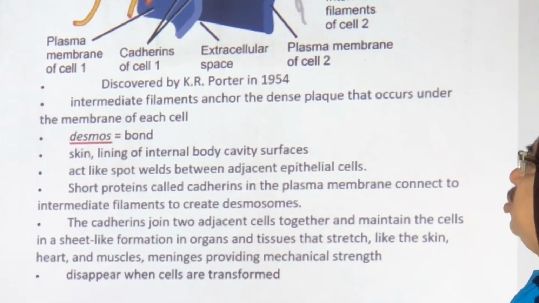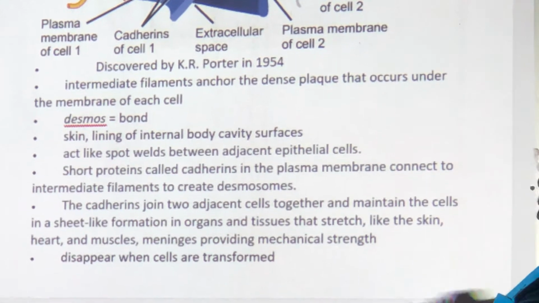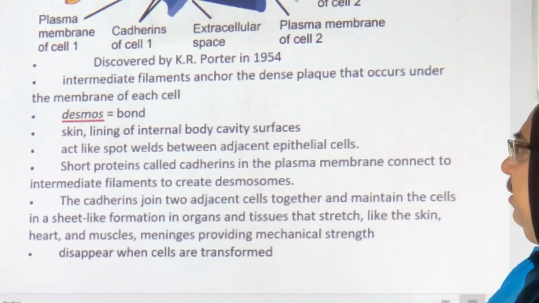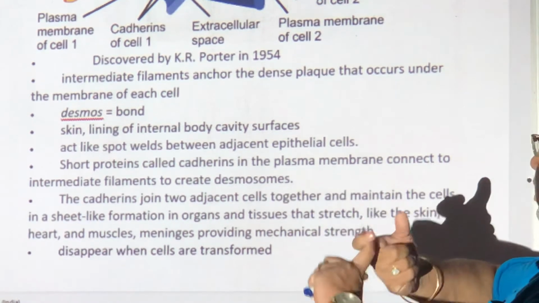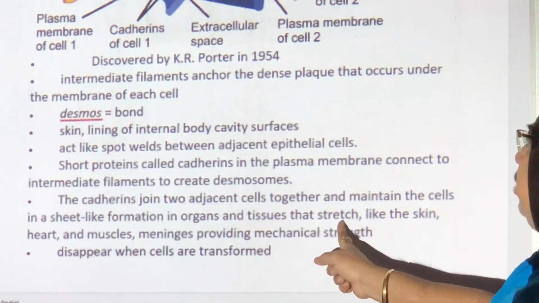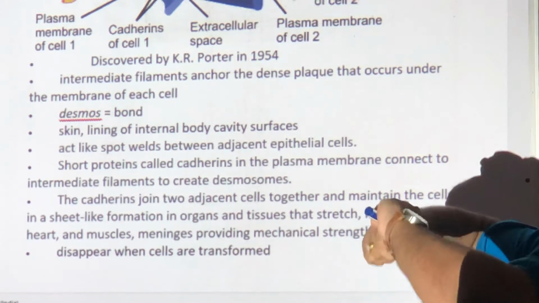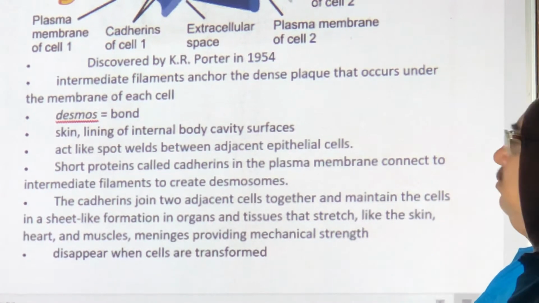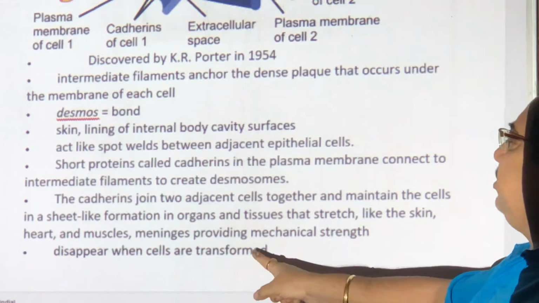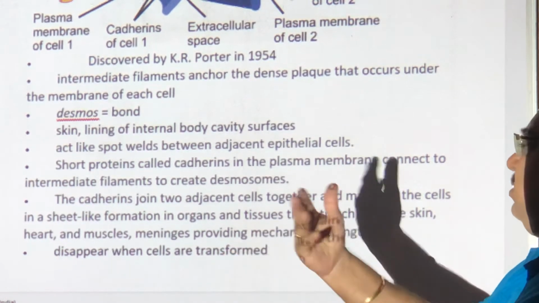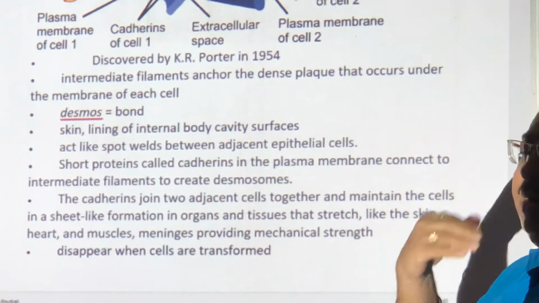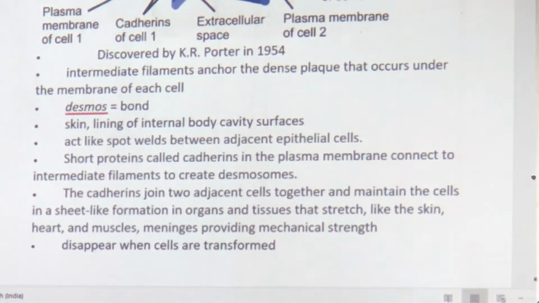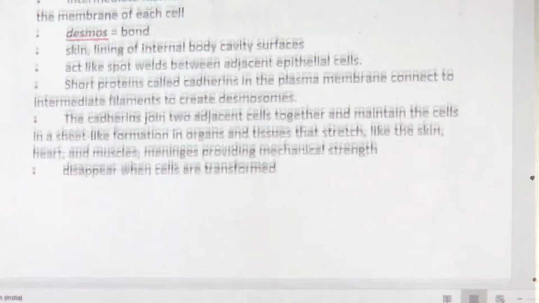Where is it found? Skin, lining of cavity, because it needs a lot of flexibility. Cadherins are present. These cadherins join 2 cells together like Velcro. Okay, and they can stretch. You can always pull Velcro. It will slightly open, it will not leave. It becomes tighter and tighter. When cells are transformed, when they become something else, they are aging or they change, then these links go and the dead cell can be thrown off. Okay?